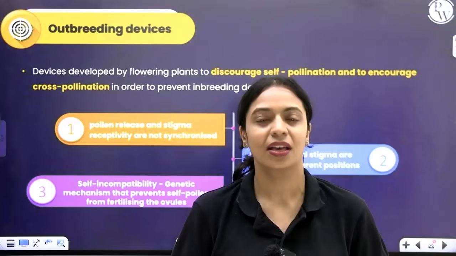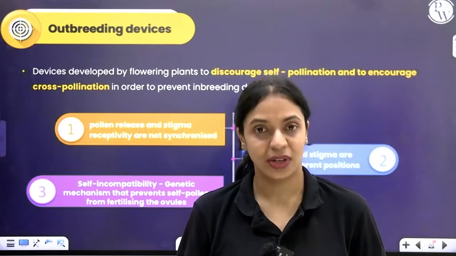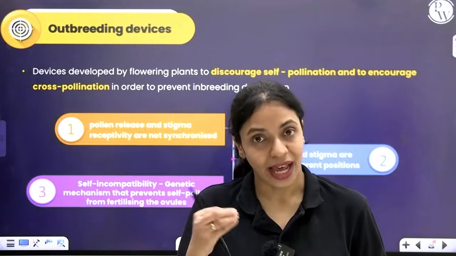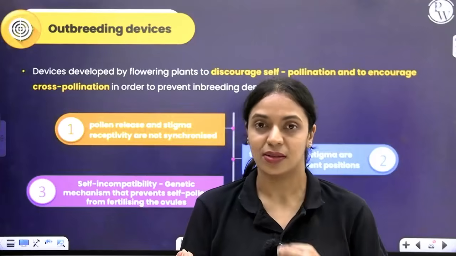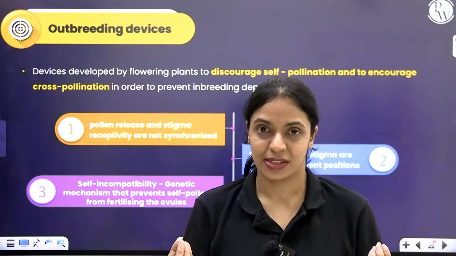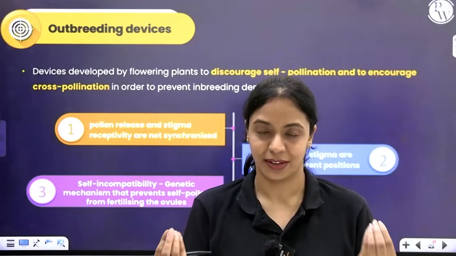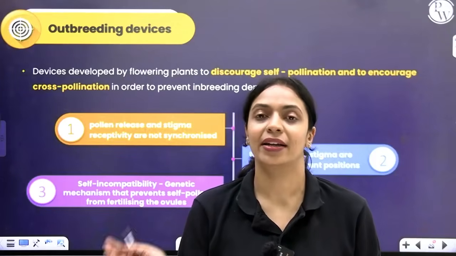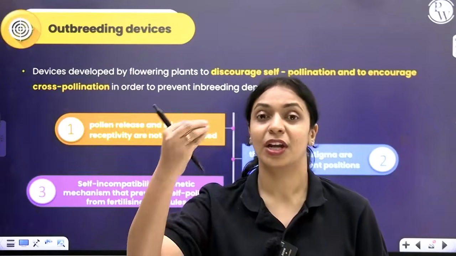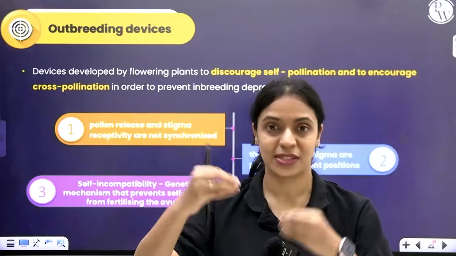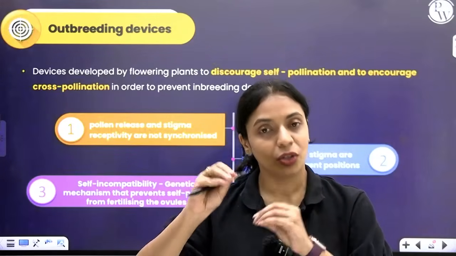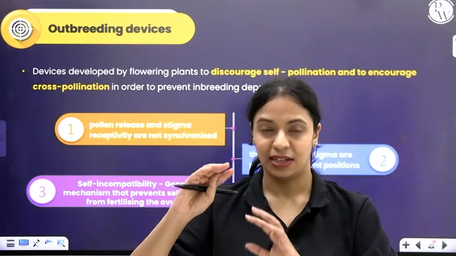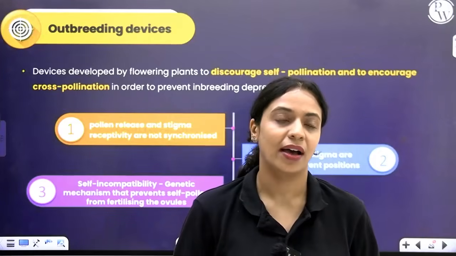The last type is making the flower itself unisexual. If the flower has only stamen or has only gynoecium or pistil, there is no chance of autogamy, right? Of course, geitonogamy can happen if they are unisexual and monoecious, if there is a separate male flower and a separate female flower present on the same plant. Autogamy cannot happen, but geitonogamy can still happen, as in the case of banana and maize and all of those.